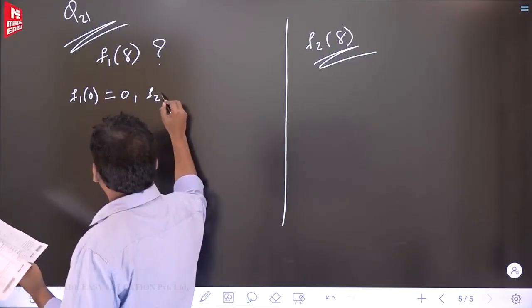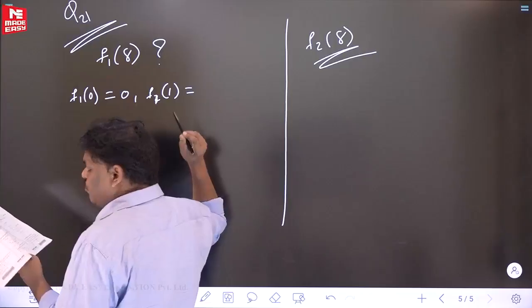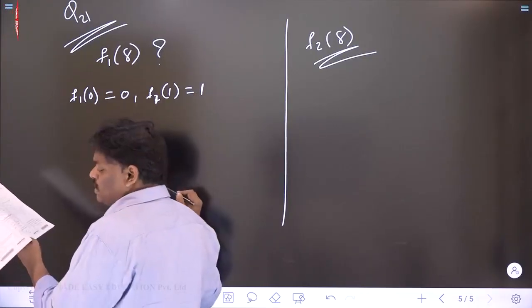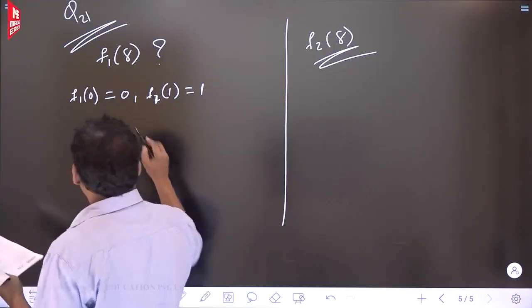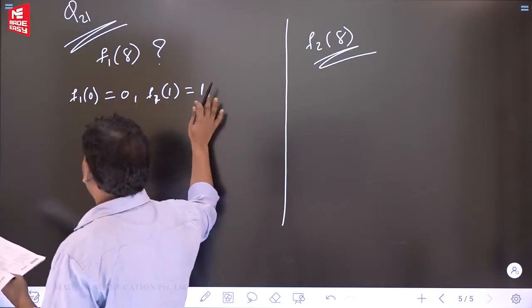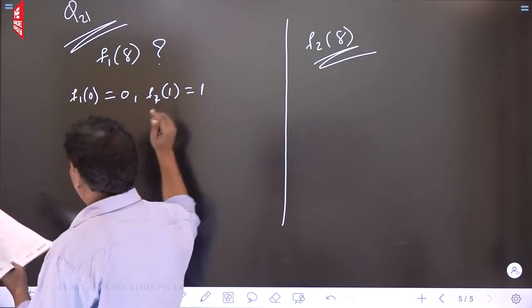What is the f1 of 1 value? f1 of 1 is 1. So, see the termination: if n is 0, then return 0; if n is 1, then return 1. So 0 means return 0, 1 means return 1. Right, see this one. That is okay. Can you help me now?